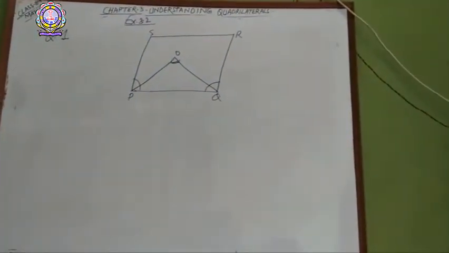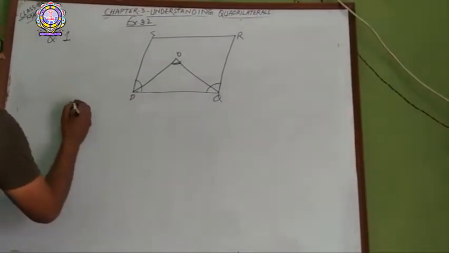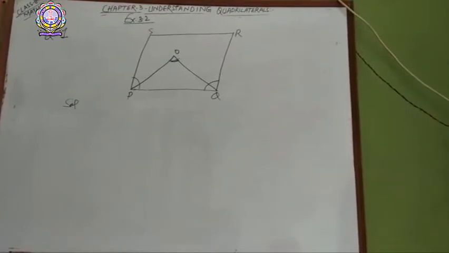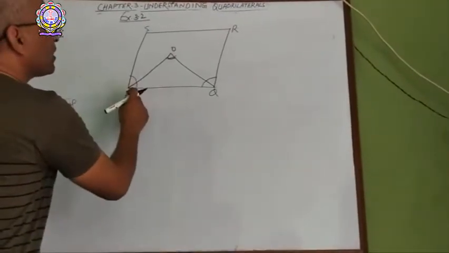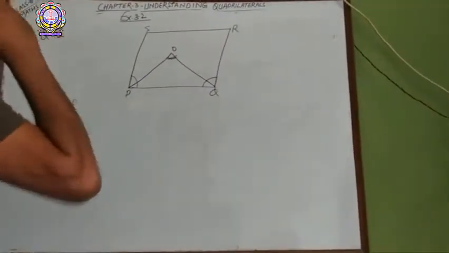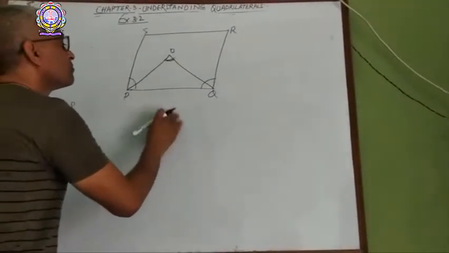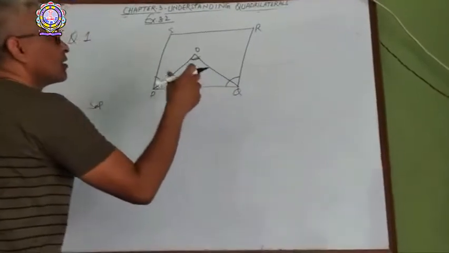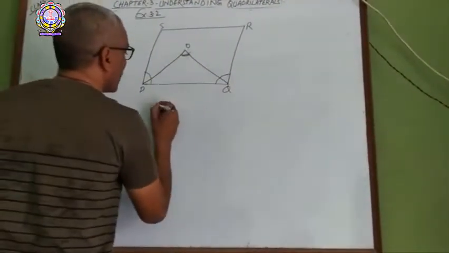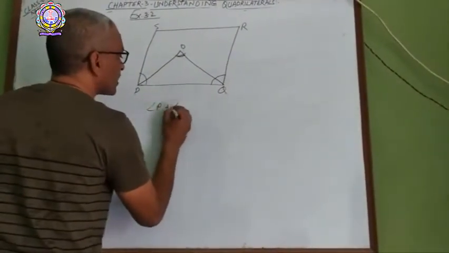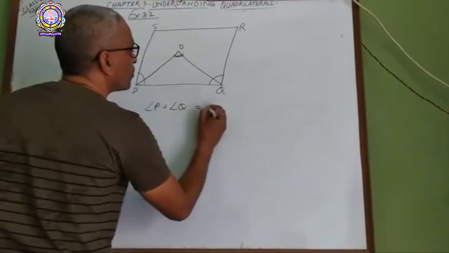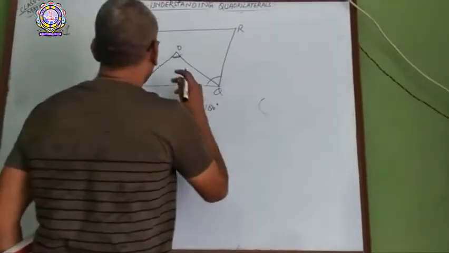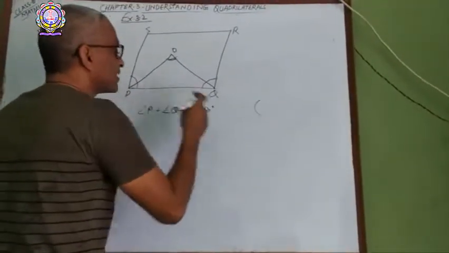Okay. Now we will solve this. Solution: angle P and angle Q are adjacent angles, so the sum of these two angles will be equal to 180 degrees. Angle P plus angle Q is equal to 180 degrees because they are adjacent angles.